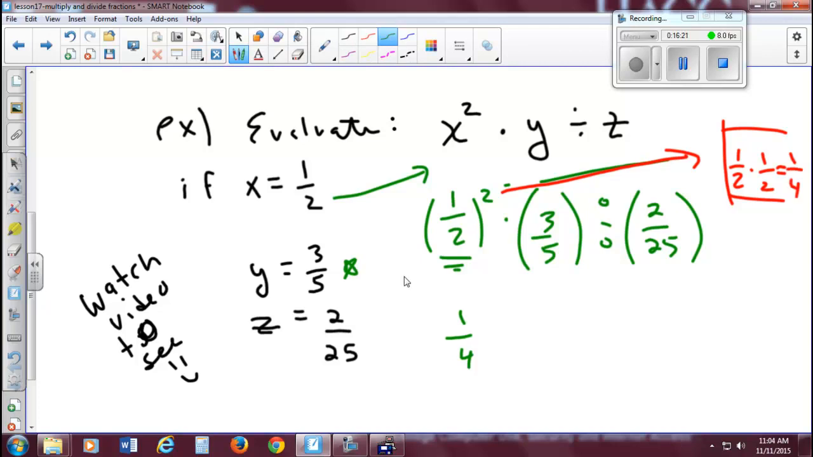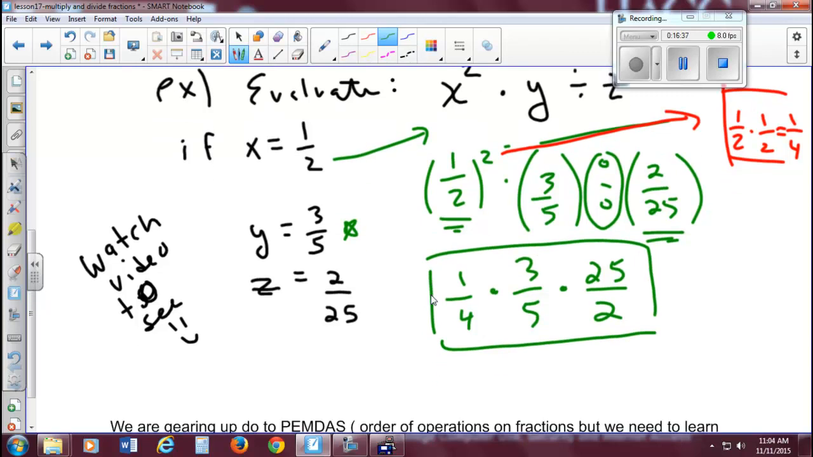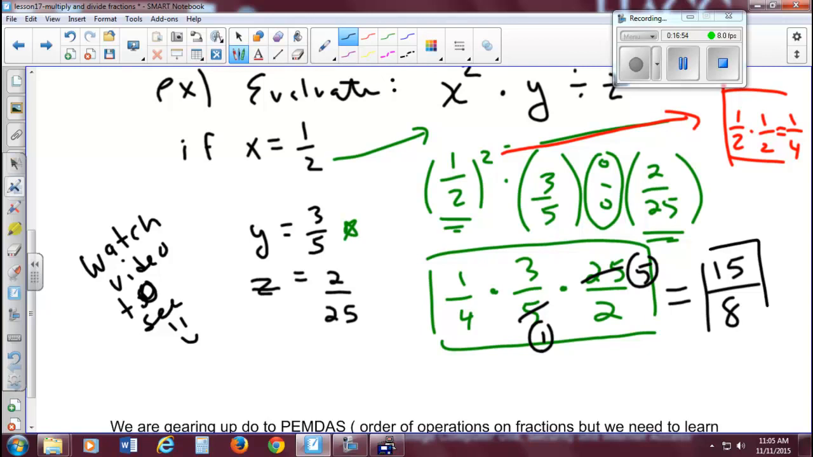Now I'm going to come back here. Times 3/5. And then, aha, division really means multiply by the reciprocal. So I'll just use the reciprocal of that, which is 25/2. Now we have a whole string of multiplication. We can look on the diagonals for cross cancellation. 5 goes into itself once. 5 goes into 25 5 times. And now travel straight across. 1 times 3 times 5 makes 15. And downstairs, 4 times 1 times 2 makes 8. So 15/8. And voila, we got it.